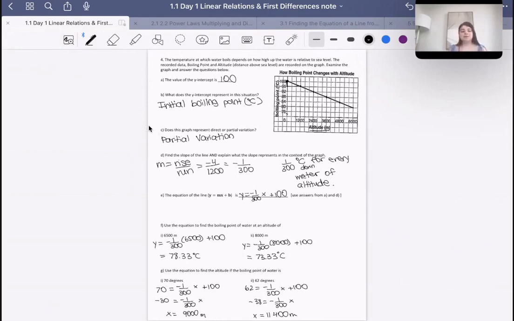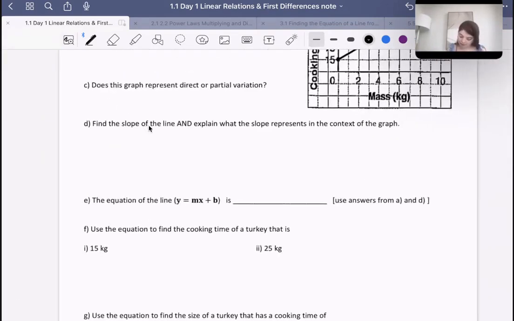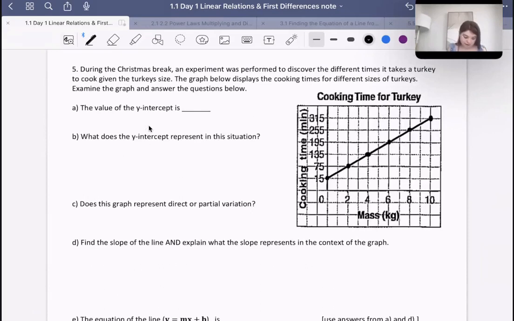Okay, let's move on to number 5 from the homework. Number 5 says, during the Christmas break, an experiment was performed to discover the different times it takes a turkey to cook, given the turkey size. The graph below displays the cooking times for different sizes of turkeys. Examine the graph and answer the following questions below.